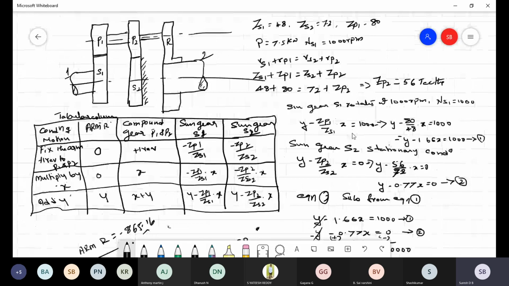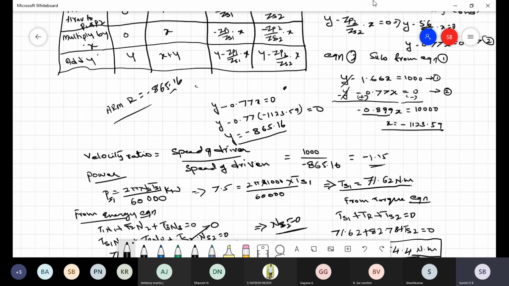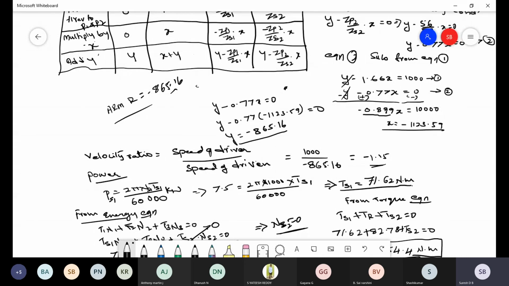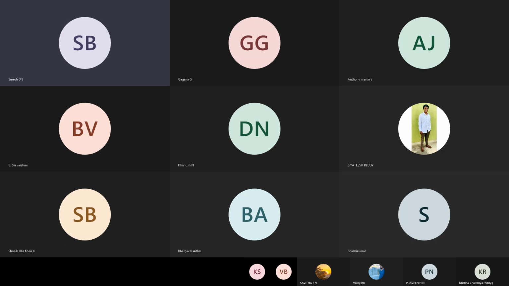Any doubts, you can ask. I will show one video of how all the gears rotate. Not these gears, other gears.